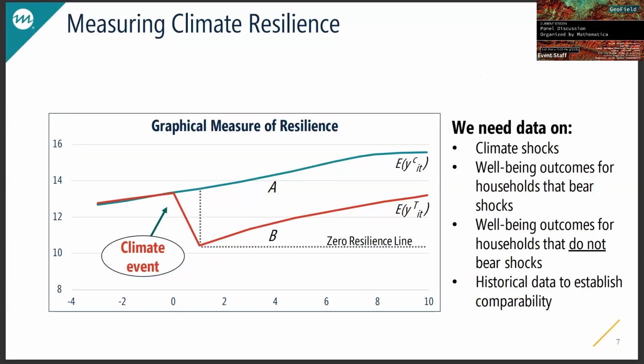And then you need well-being outcomes for households that do not bear shocks. And then you also need some historical data to establish comparability. And if you have interventions, then you need data on communities that have the intervention also, other than those that don't. So that's what it looks like in terms of all the requirements. And so where are the places where Earth observations can come in? Because you're talking about creating a better trajectory. So maybe there is more high frequency data needed. There is data needed at when the shocks occur, so more agile data collection.